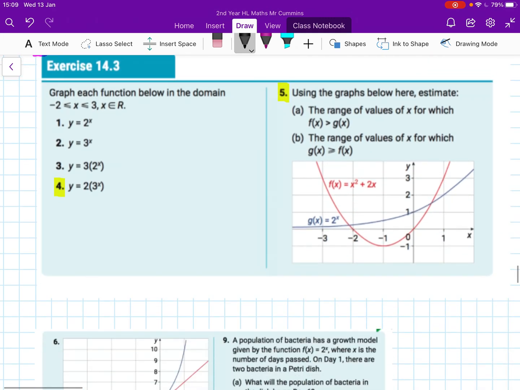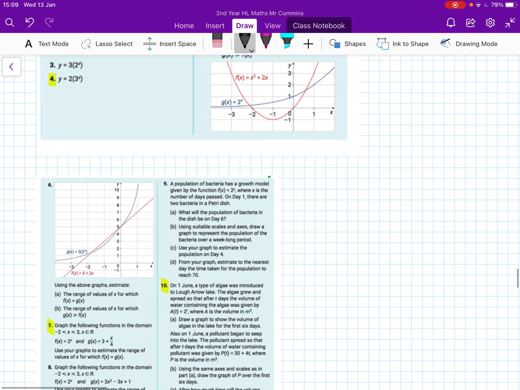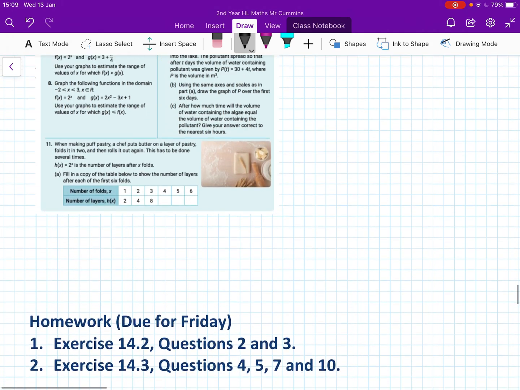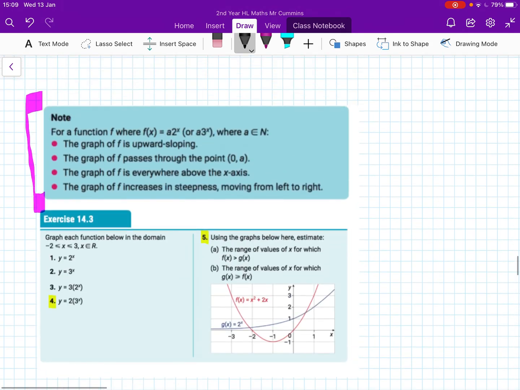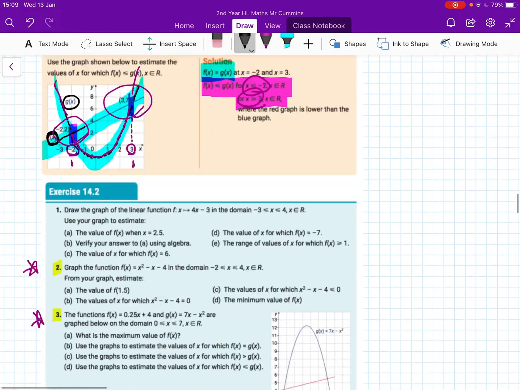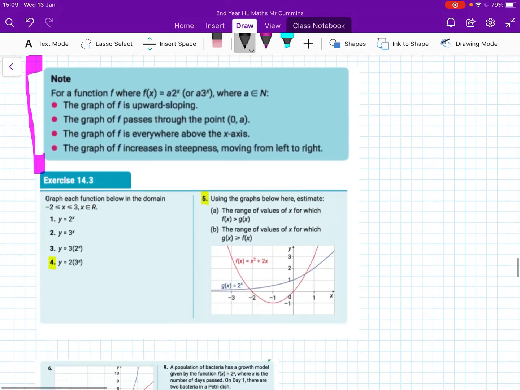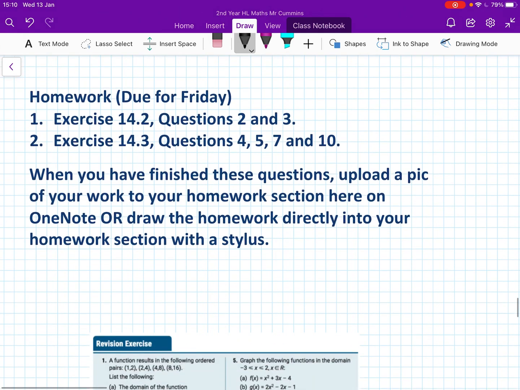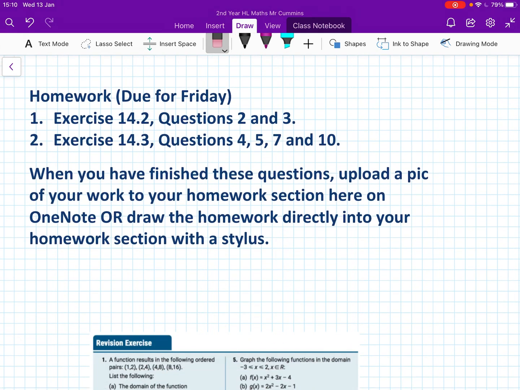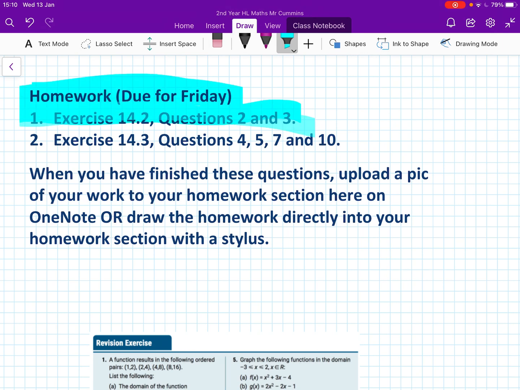Other ones I want you to do then is these ones here. So you've question 4, 5, 7, and 10 in 14.3, and you have 2 and 3 in exercise 14.2. Okay, there's your homework down the bottom there. So this is your homework that you're going to have to do for Friday. Those questions 2 and 3 in the first exercise, 14.2, and 4, 5, 7, and 10 the second one.